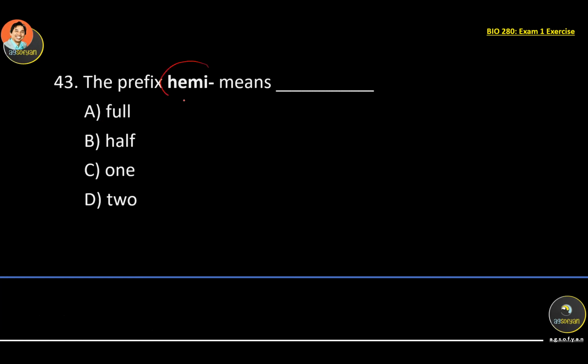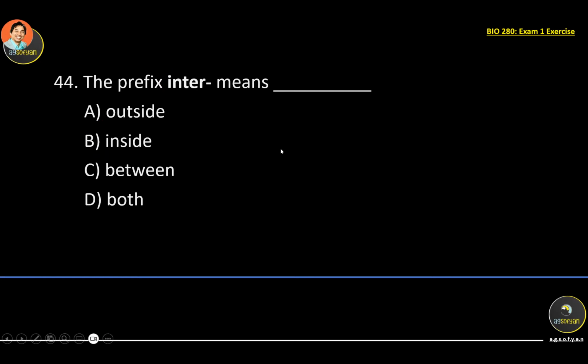Hemi, A, B, C, or D. Hemi means not full, but half, just like semi, which is not full, it's half. The prefix inter, A, B, C, or D. This is going to be easy because this is also an English word. International, which is between nations. So inter means between.